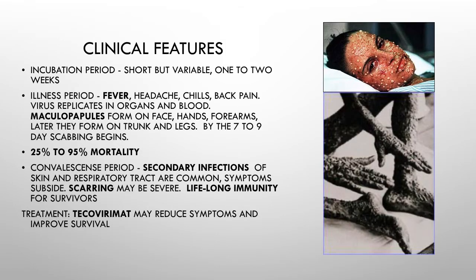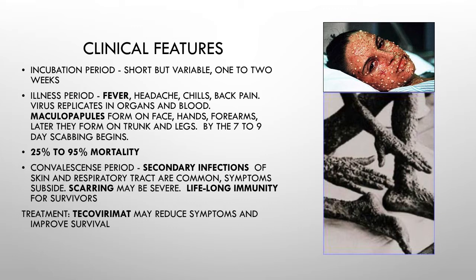Okay, we're going to go over what you would see if a patient came in with smallpox. This develops very quickly. There's a short incubation period. It's variable, but usually 1 week or less, sometimes as long as 2 weeks. People have a headache, chills, back pain, and then high fever. The virus is replicating in their organs, in their skin, and these blisters, their technical names are papules or maculopapules. They form on the face and hands. Later, they're going to be on the trunk and legs.